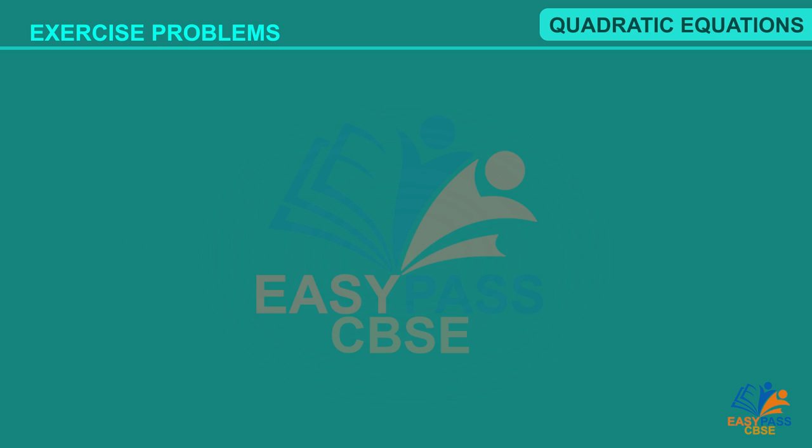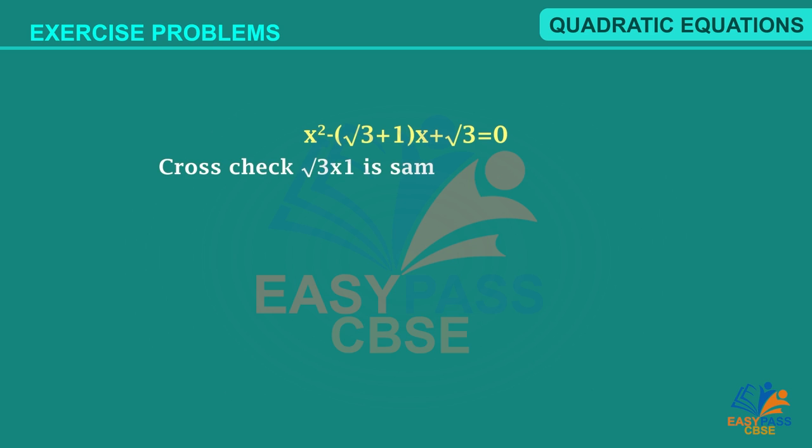Let us do the same model but higher level questions. Next question, x square minus (root 3 plus 1) times x plus root 3 is equal to 0. Here, already the middle term is split. It is the sum of 2 terms, root 3 plus 1. Just cross check whether root 3 times 1 is the same as x square coefficient times constant. Yes, it is.